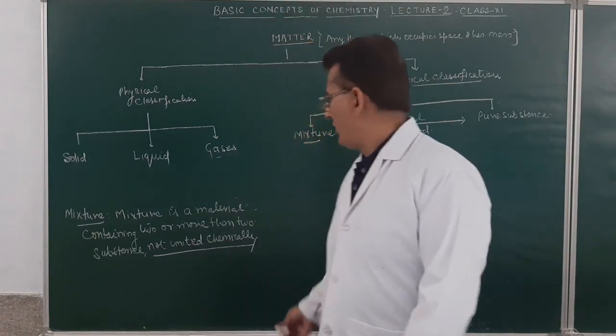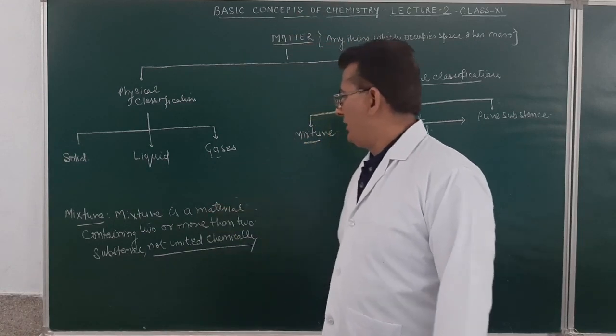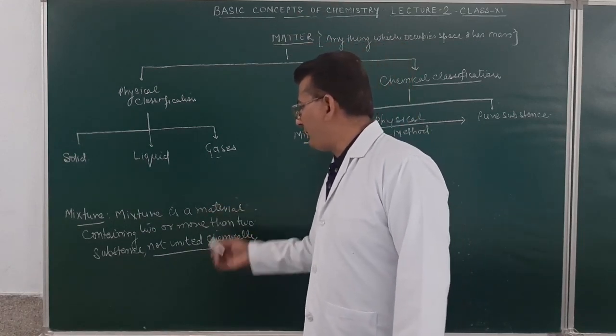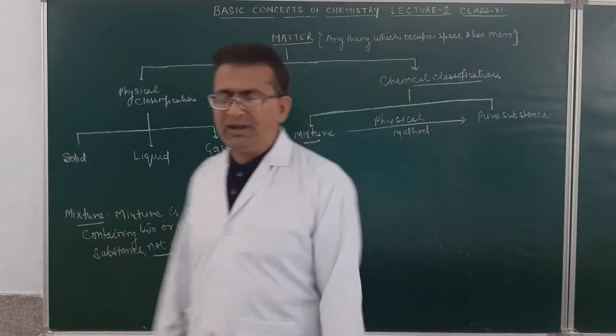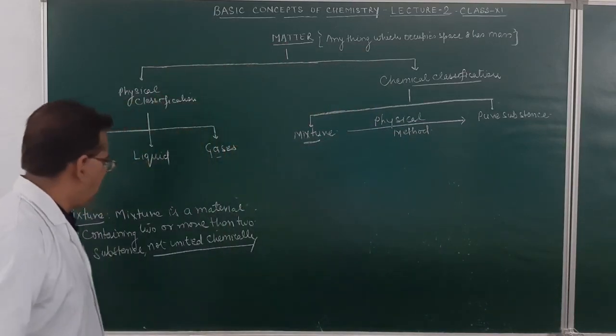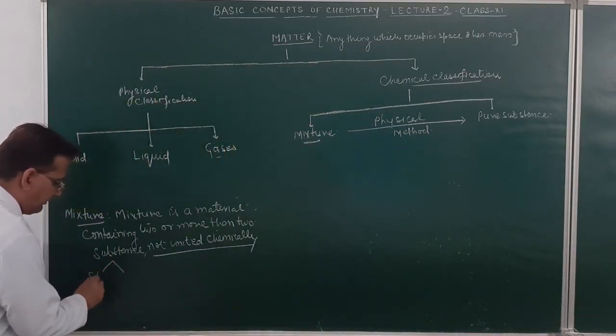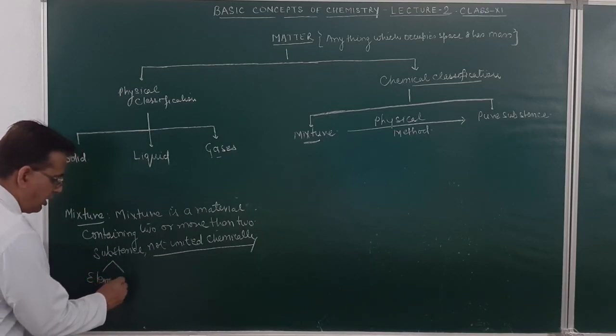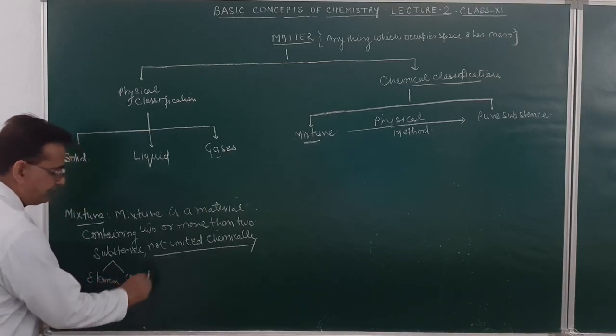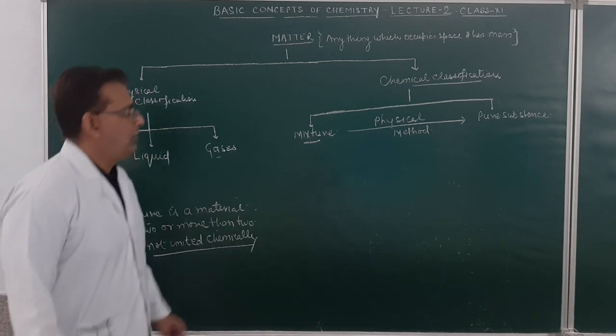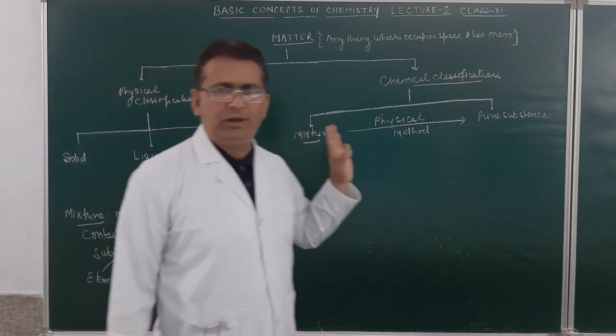So, what is a mixture? Mixture is a material containing two or more than two substances. These substances may be element or compound, not united chemically. Substance over here may either be element or this can be compound. Is it clear? So, the definition of mixture is clear.